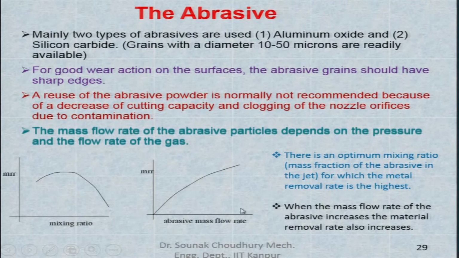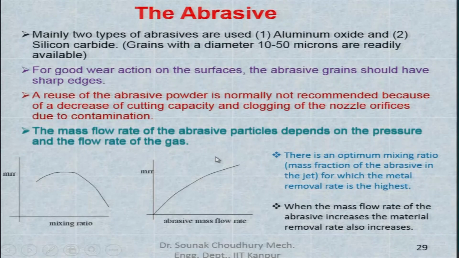Now, another curve shows that as the abrasive mass flow rate is more, the material removal rate increases. It does not increase linearly, but non-linearly. When the mass flow rate of the abrasive increases, the material removal rate also increases. These are experimental curves, but the physics is very well understood: the flow rate will be more, so the material removal rate is more. And it can be shown theoretically that the dependence of the MRR on the abrasive flow rate is a nonlinear curve.